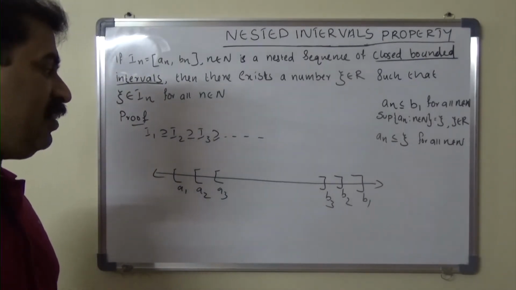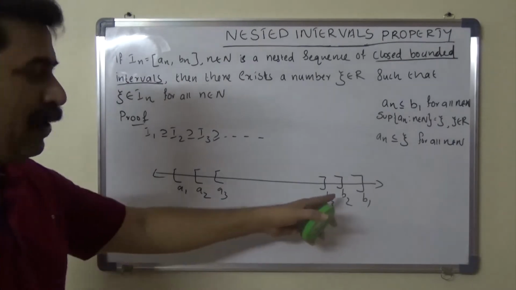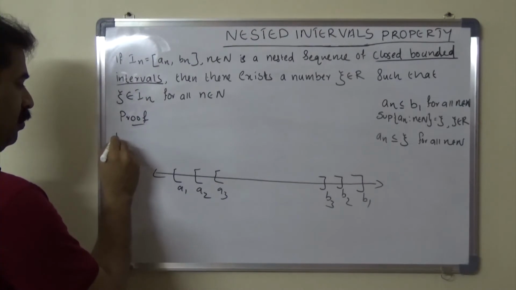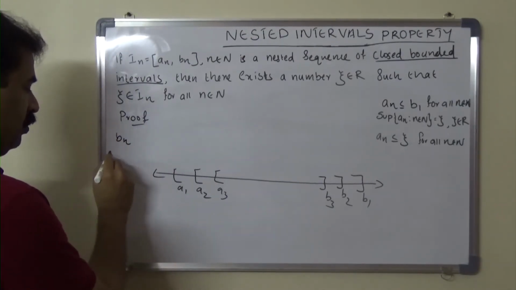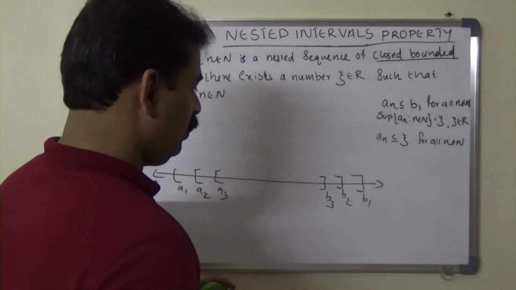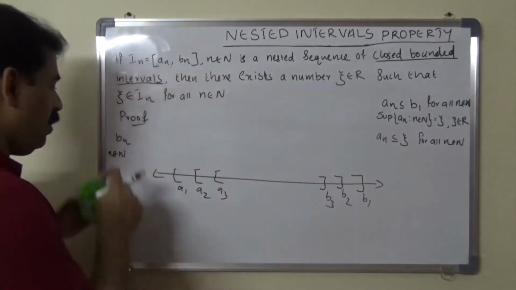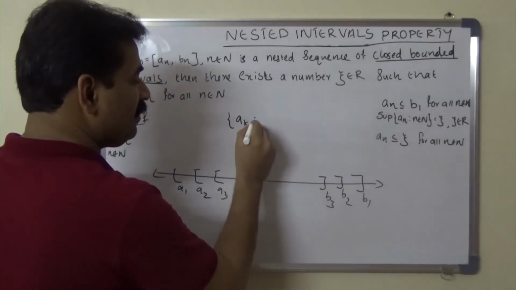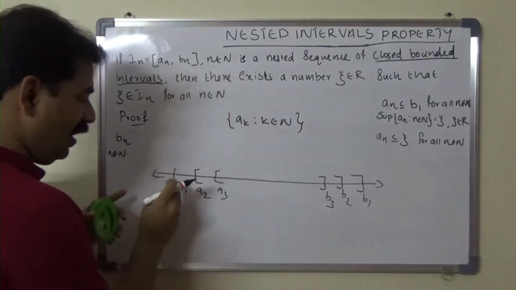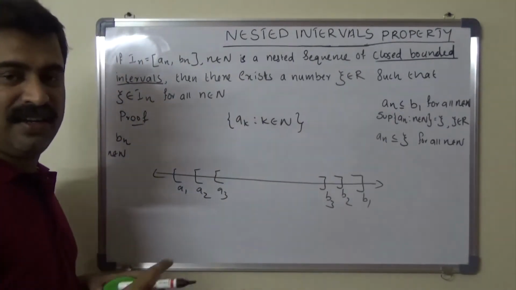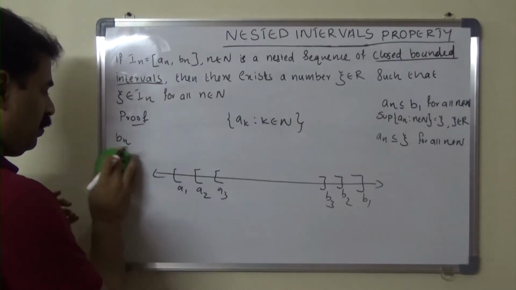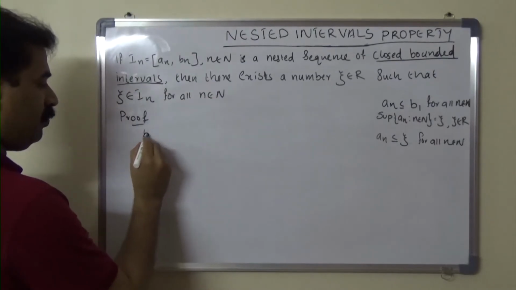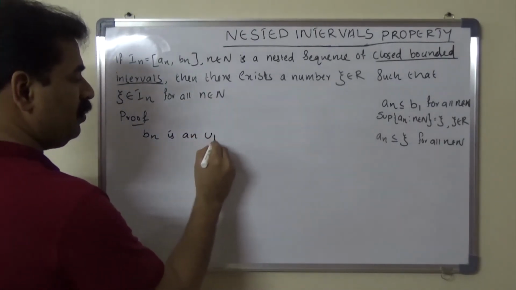Okay. Next, we take any particular bn, here n belongs to capital N. Next, we will prove bn is an upper bound of the collection, the set of all ak such that k belongs to N. Clear? Next, we will prove bn is an upper bound.